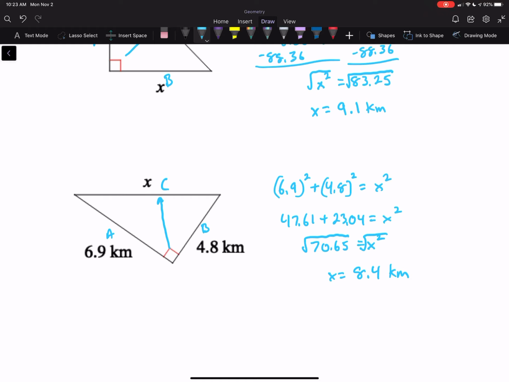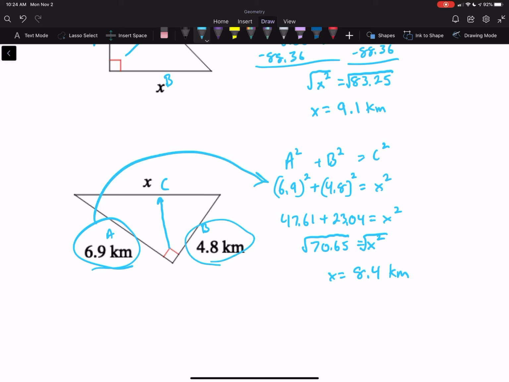Each time, remember this was just a squared plus b squared equals c squared, and I just plug and chug these in here. So a goes where a should be, b goes where b should be, and then c is just the x squared over there. All right, that's it for today.